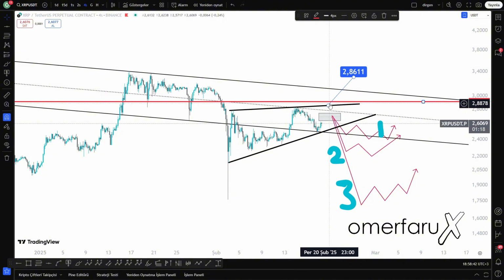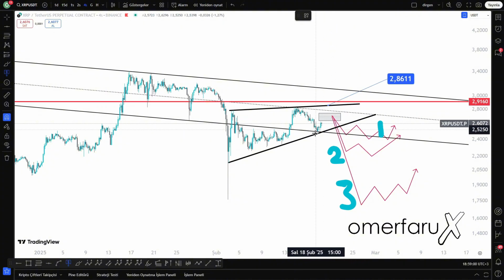If the XRP price will pass this section, 2.86 must be broken, and then the new resistance that will come next is exactly $3.10 for us. That's all I have to say for now.